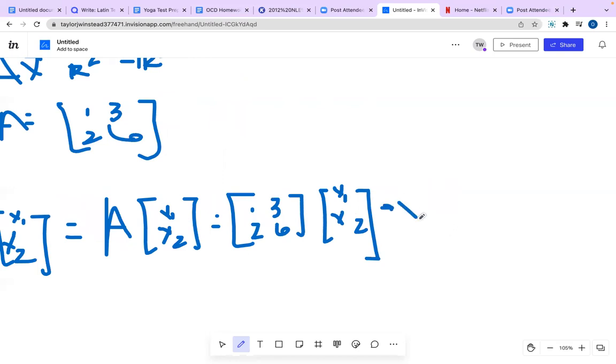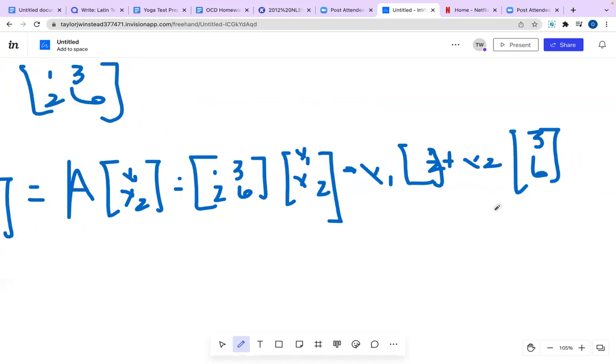We can say x1 times (1, 2) plus x2 times (3, 6). So what is the significance of doing this? If you think about it, we've got two vectors here. We've got (1, 2), and we've got the vector (3, 6), right? And then we've got these two x's.